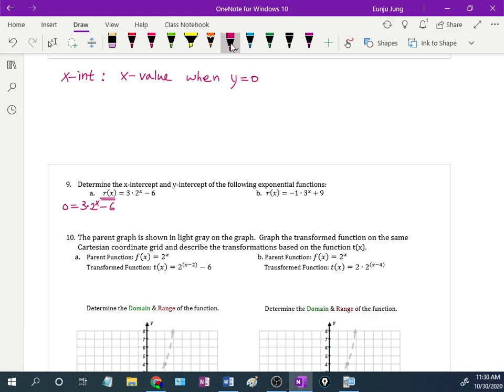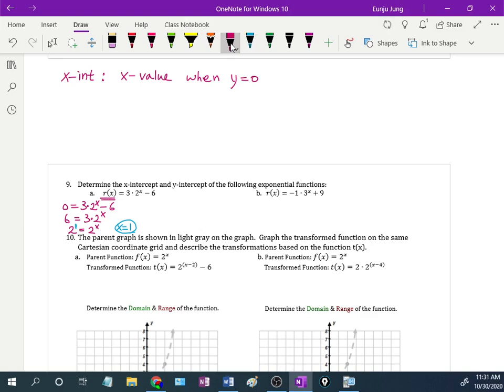So we add 6 on both sides, and then we can isolate the exponential part. And what would be next step? 2 to the x will be left alone, okay? So to do that, I need to divide both sides by 3. So 6 divided by 3, we get 2. Now let's compare left and right hand side. What would be the x value making this statement true? Power of 1, right? So x must be 1. So that is x-intercept. So x-intercept can be found by setting up the equation as 0.